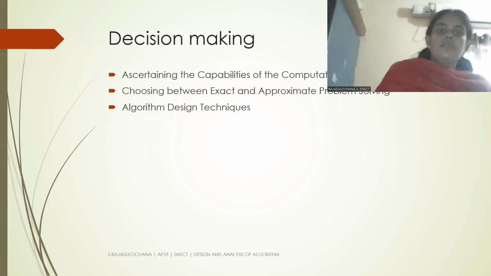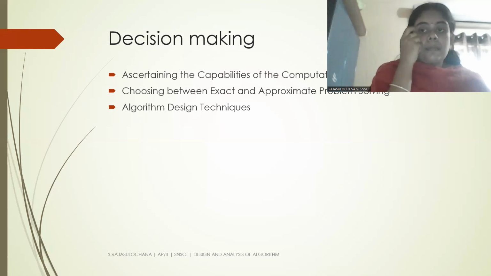So next is decision making, which is the second step. So once you have understood the problem, you will move on to the decision making phase, where you have to decide on the computational means. By computational means, it is nothing but you have to ascertain the capability of the device that you are using. So you have to ascertain the capability of your computing device.